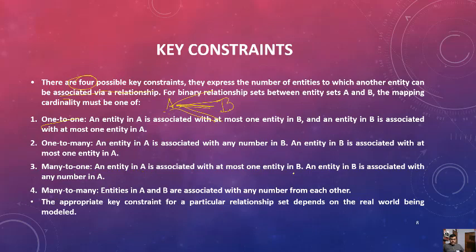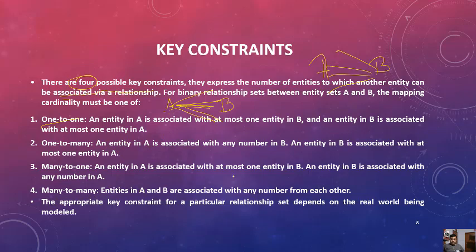An entity in B is associated with any number of entities in A. This is called many to one. But an entity of A is associated with at most one entity in B. Next is many to many. Entities in A and B are associated with any number from each other. That means many entities of A can be associated with many entities of B.